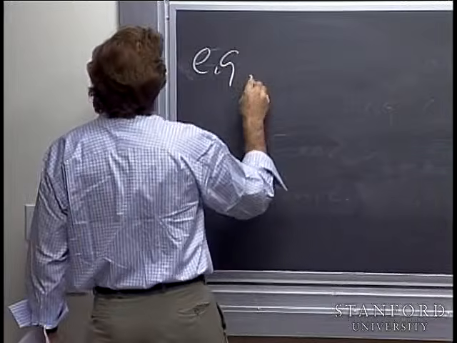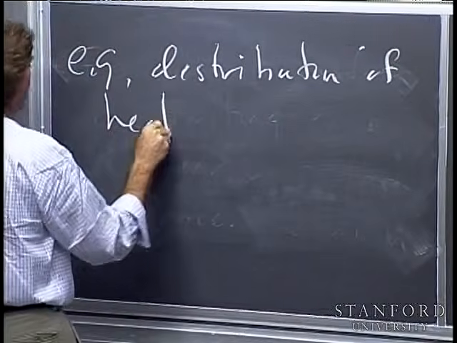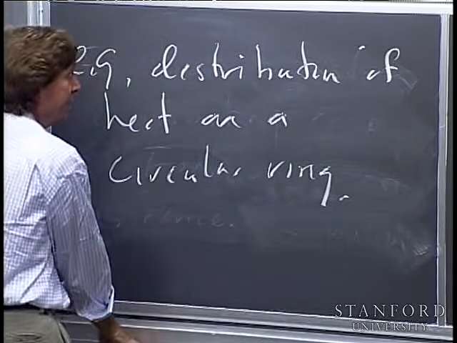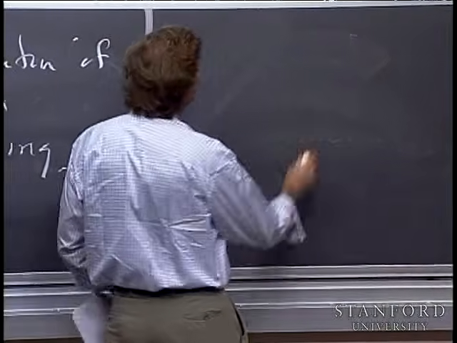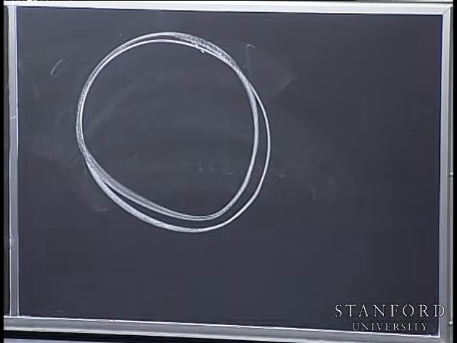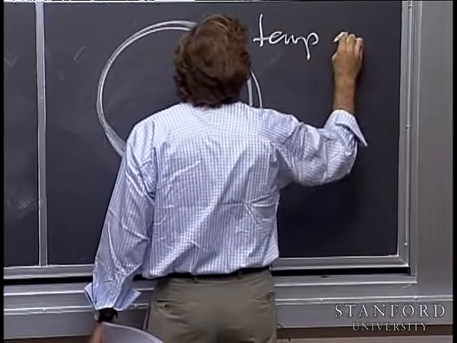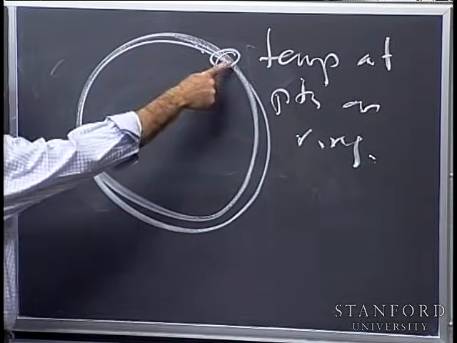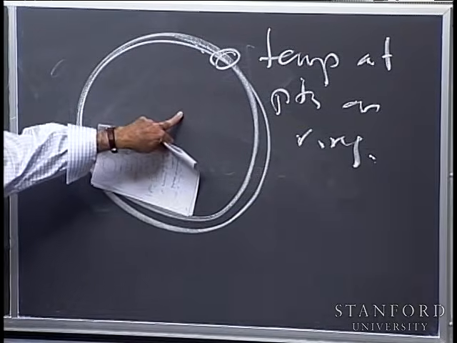So, for example, the distribution of heat on a circular ring. The physical quantity that you're interested in is the temperature. But it's a temperature associated with a certain region, and the region is a ring. The ring has circular symmetry. It's round. So you're measuring the temperature at points on the ring. And that's periodic, because if you go once around, you're at the same place, so the temperature is periodic as a function of the spatial variable that describes where you are on the ring.